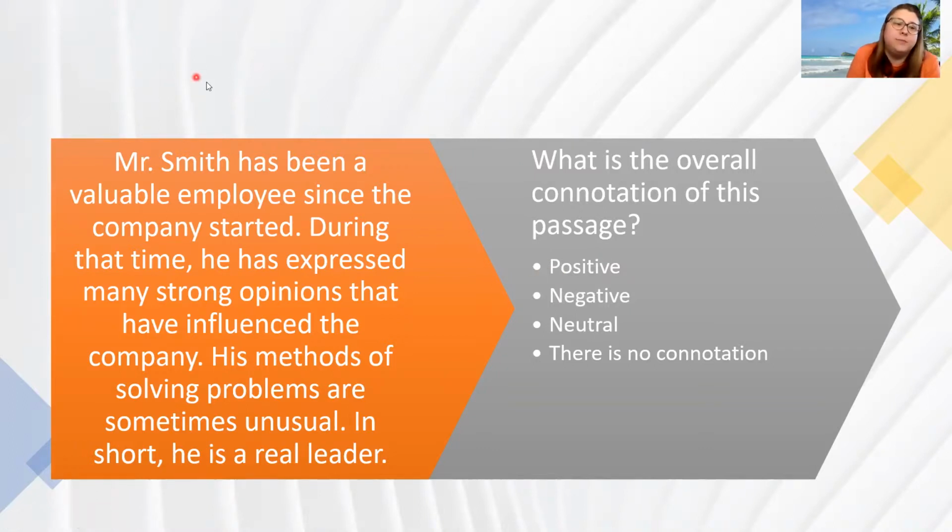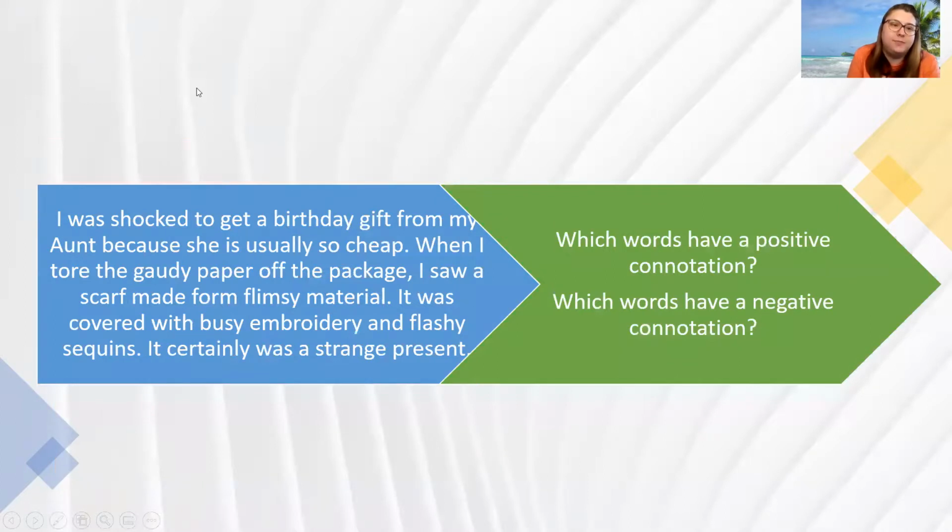Let's do one more. Okay. I was shocked to get a birthday gift from my aunt because she is usually so cheap. When I tore the gaudy paper off the package, I saw a scarf made from flimsy material. It was covered with busy embroidery and flashy sequins. It certainly was a strange present.